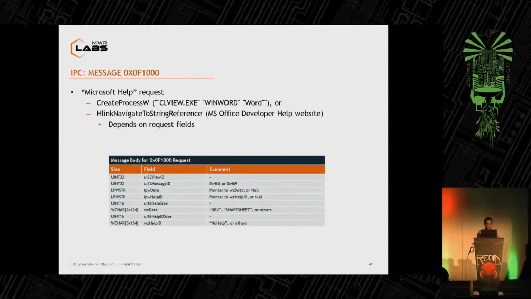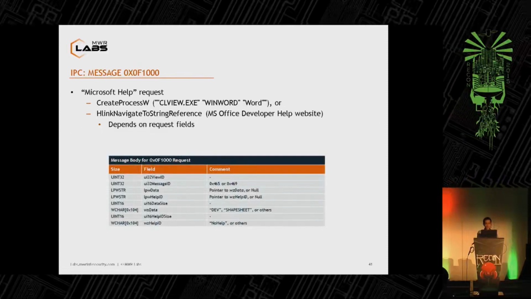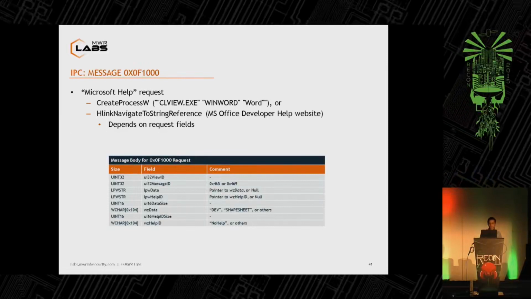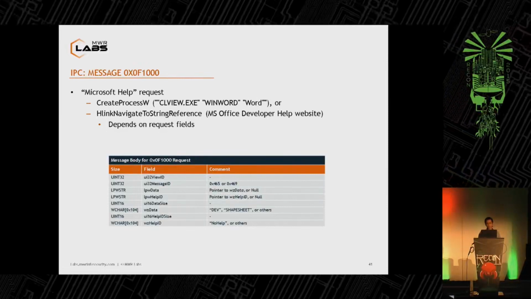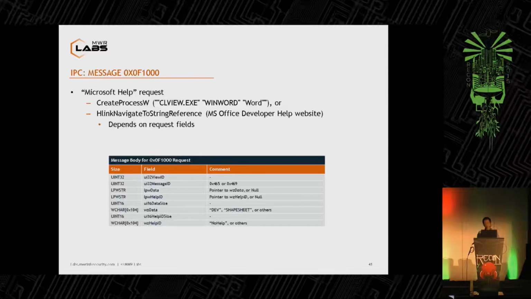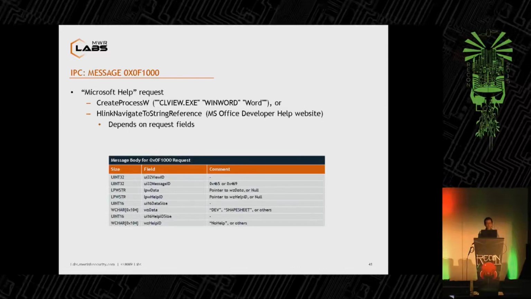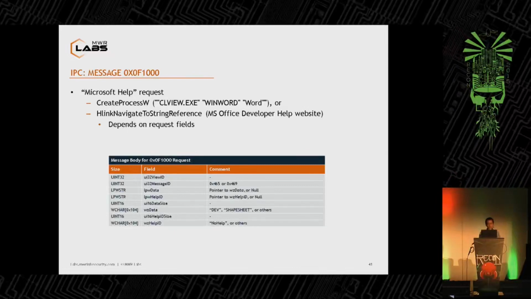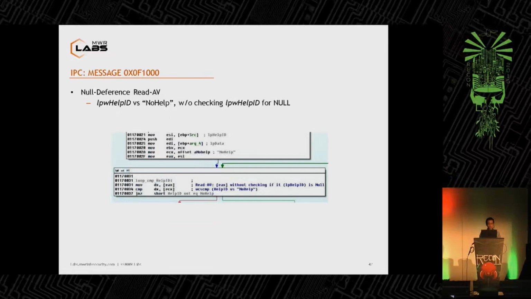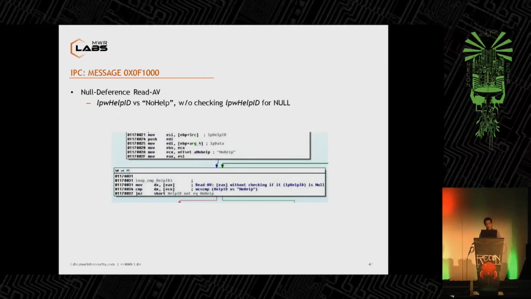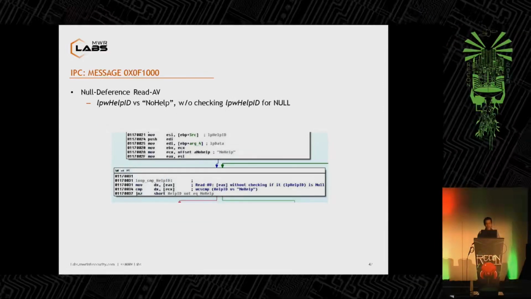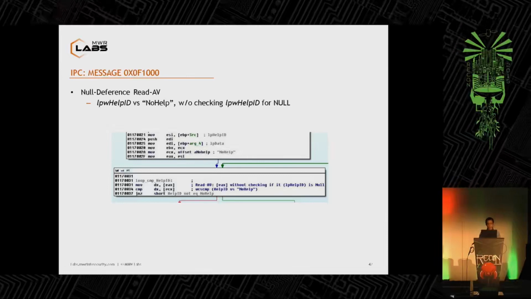The last IPC message we'll talk about is the 0F1 request. It's actually a Microsoft help message that either creates the clv.exe or would navigate to the developer help website, depending on the request parameters. And like the 0C1 message, there's also a read AV here, and this time because of a null dereference.